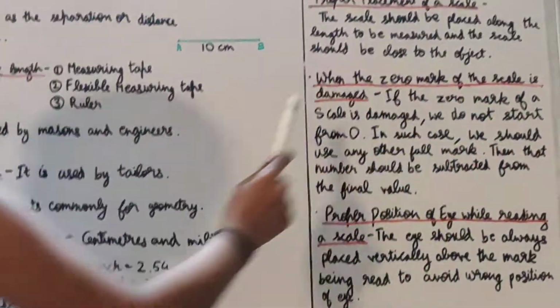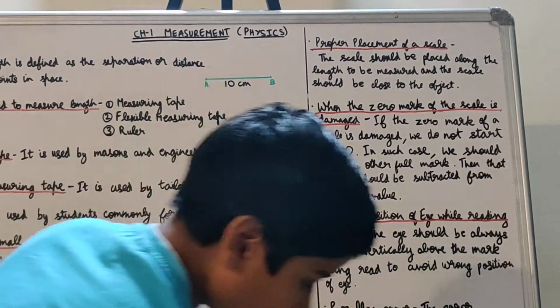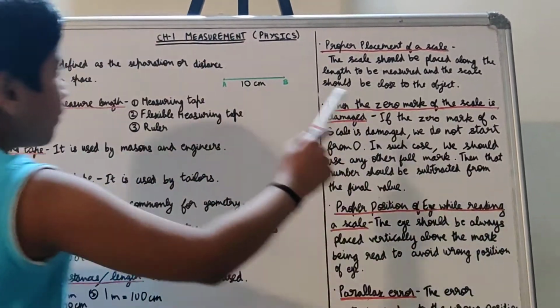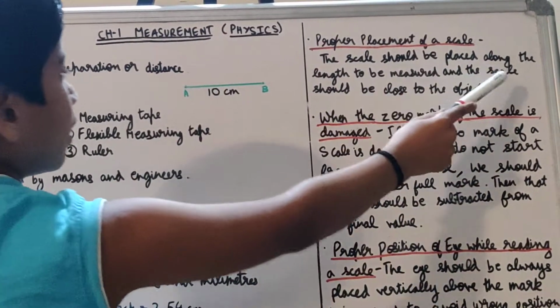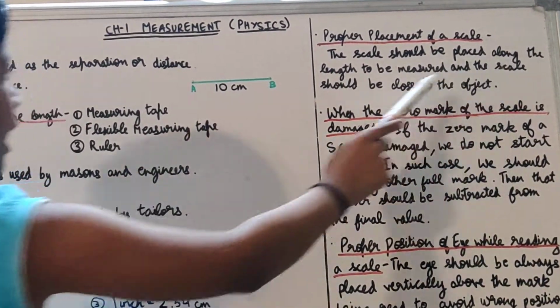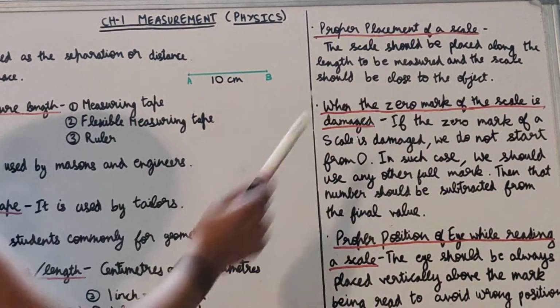Proper placement of a scale. So it is over here. The proper placement of a scale: the scale should be placed along the length to be measured and the scale should be close to the object.